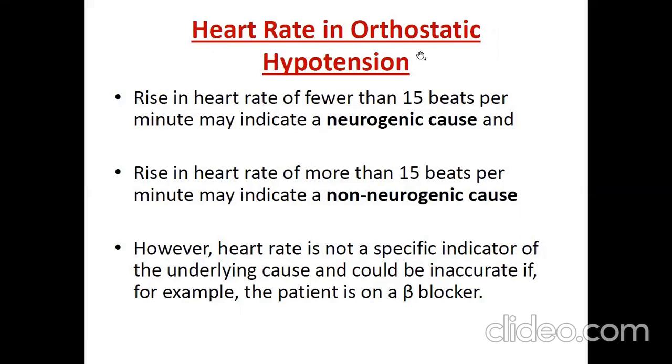How does heart rate vary in orthostatic hypotension? There is a rise in heart rate in response to the fall in blood pressure. If the rise in heart rate is only less than 15 beats per minute, then the cause is considered to be neurogenic. However, if the heart rate increases by more than 15 beats per minute, then it is considered a non-neurogenic cause. However, heart rate is not a specific indicator of the underlying cause and could be inaccurate if the patient is on a beta blocker.